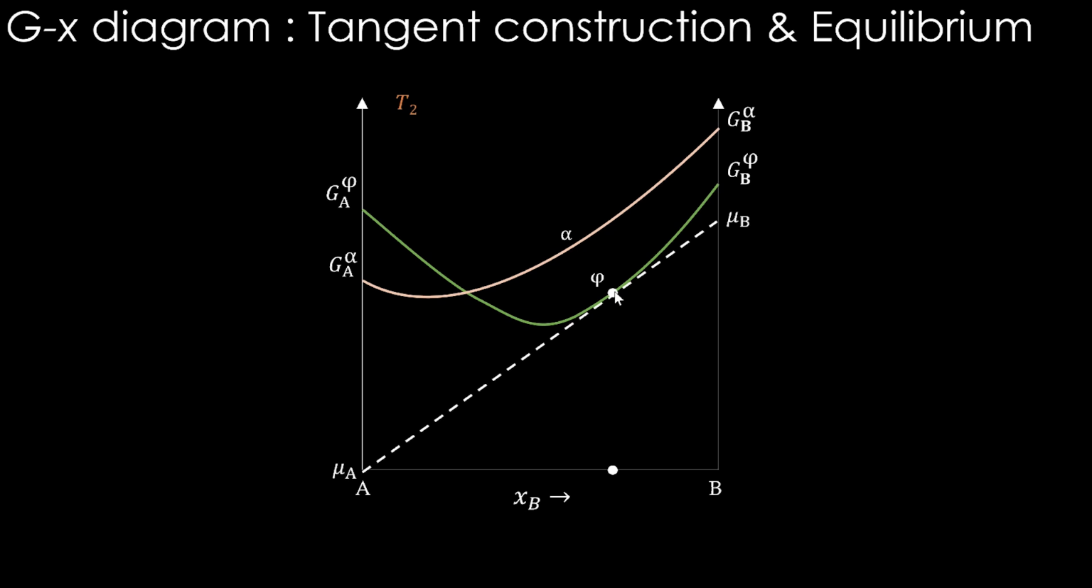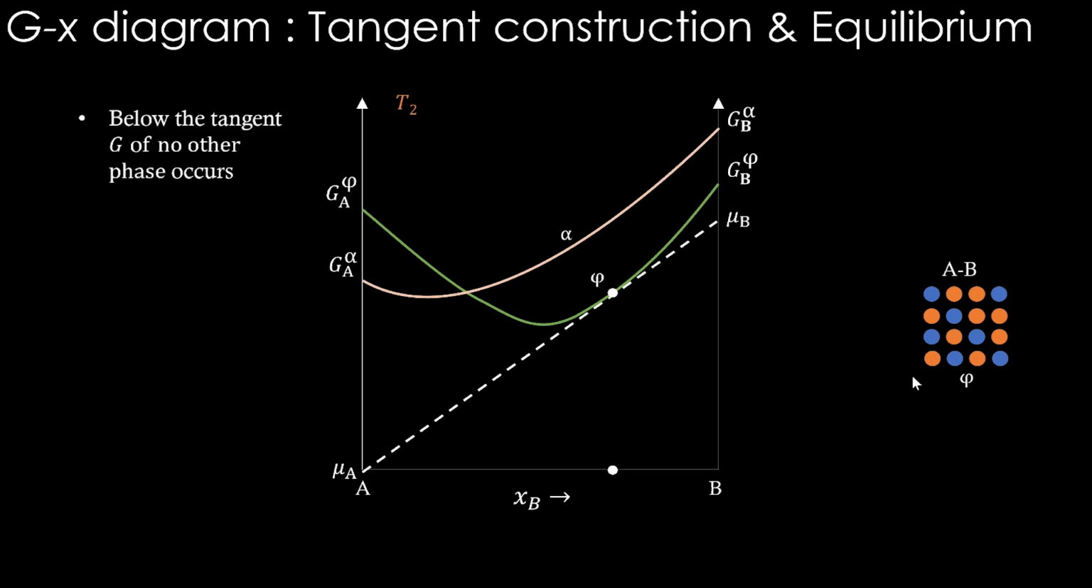And these are the chemical potentials of the elements in that. So this is the phi stable structure, and more or less this composition is tracked to about 75% of B, more orange atoms and fewer blue atoms. So below the tangent, G of no other phase occurs, therefore phi is stable.